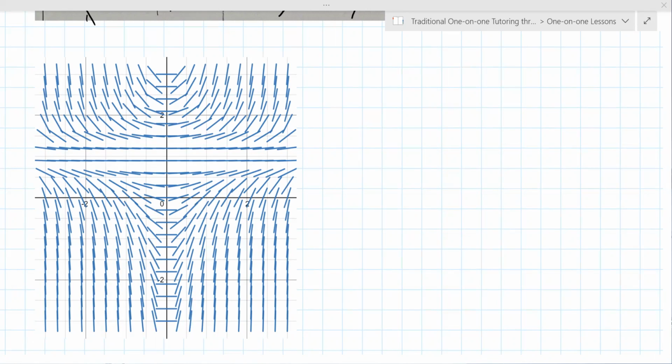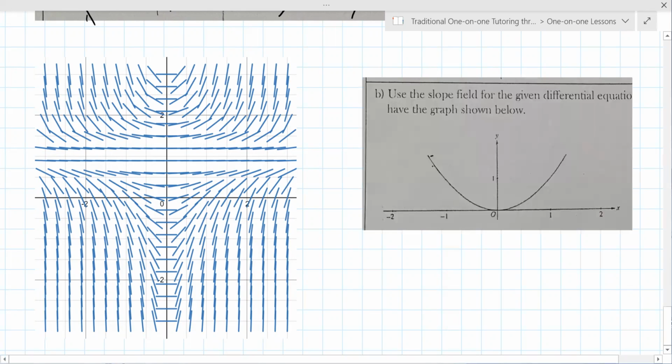Part B says, explain why the image that's shown could not be the solution. So I didn't say that very well. When you look at B, and I'm going to snip it in here, what type of graph do you see? What is this the graph of, in your opinion? I think it's a parabola. Yeah. It also goes through 0, 0.